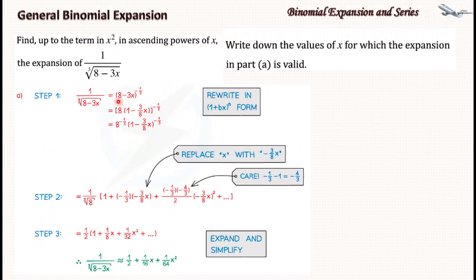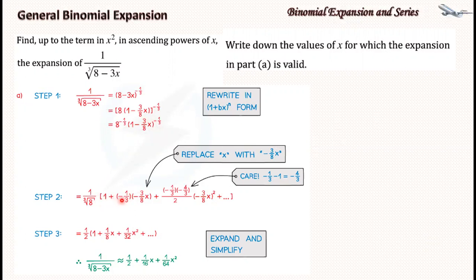Now it is not in the general form, so I have to factor out this 8. When you factor out this 8, I'll be left with 8 into (1 minus 3 on 8x) all to the power minus 1/3. Now this is the same as 8 to the power minus 1/3 into (1 minus 3 over 8x) to the power minus 1/3. So this is what I have. This is my first step. I can now expand this (1 minus 3 over 8x) to the power minus 1/3 using the binomial expansion.